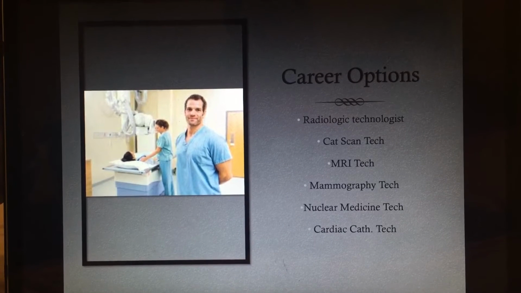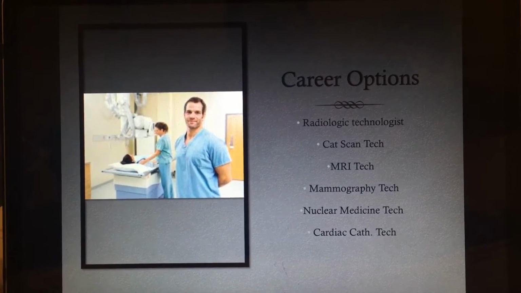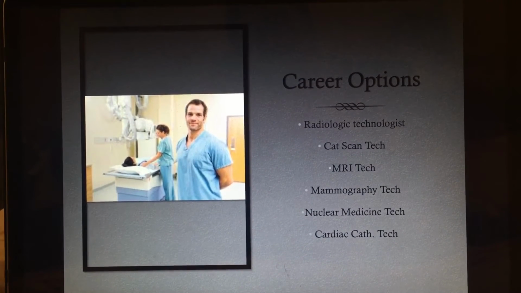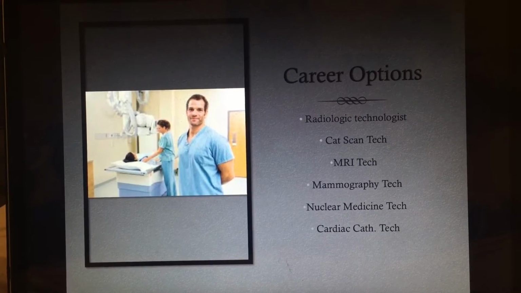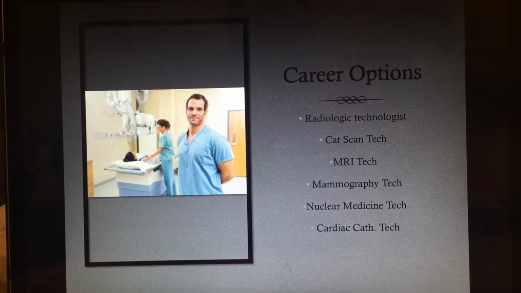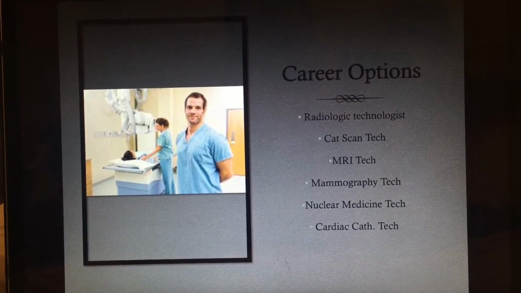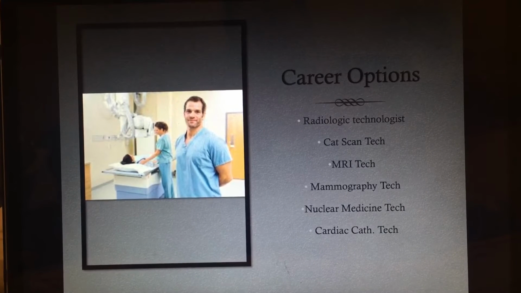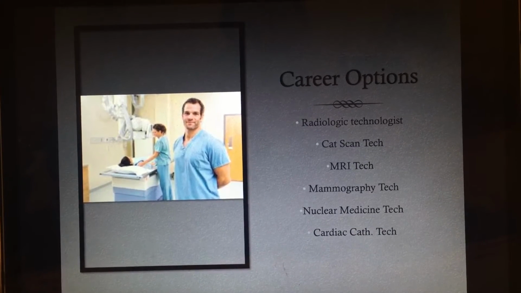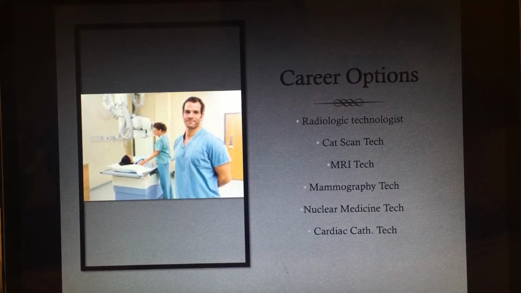Now that we have looked into some of the more popular modalities, we can talk about career options. Technologists who wish to work in any modality which uses radiation must first become a licensed RT or radiologic technologist. Once you have your RT license, you can cross-train or get additional education in order to work as a CT tech, MRI tech, mammo tech, nuclear medicine tech, or cardiac cath tech.